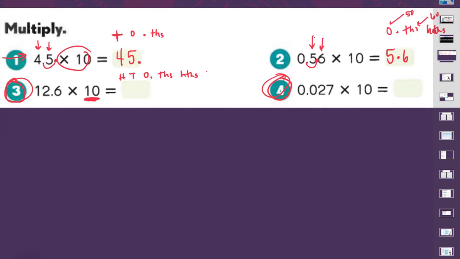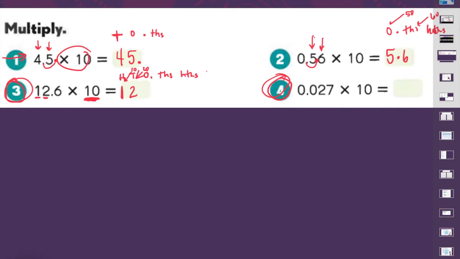So let's look at 12.6 times 10. If I have 1 ten and I multiply it by 10, that now gives me 10 tens. Those 10 tens would be regrouped into 100. If I have 2 ones, those 2 ones become 20 ones. Those 20 ones get regrouped into 2 tens.